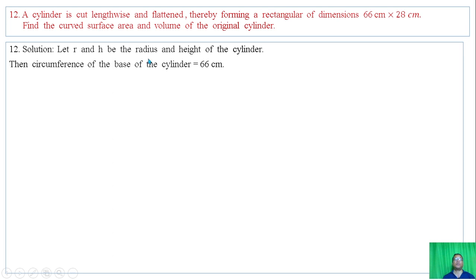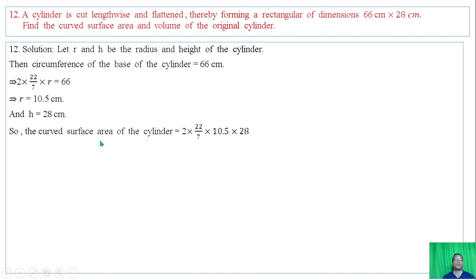Let R and H be the radius and height of the cylinder. Then the circumference of the base of the cylinder is 66 centimeter. That is, twice pi R equal to 66. R value is 10.5 centimeter. Also H is 28 centimeter.